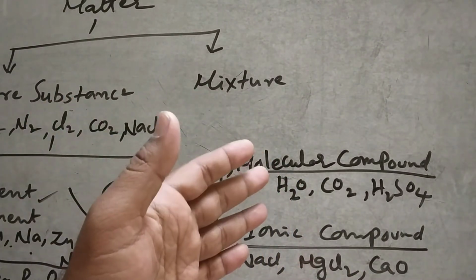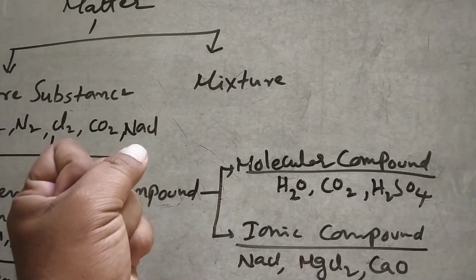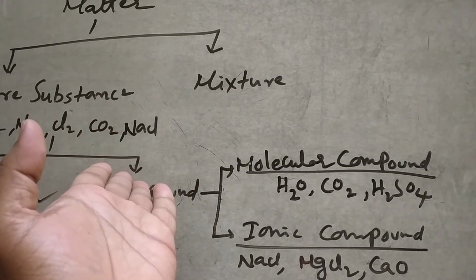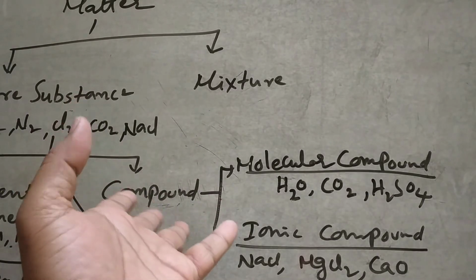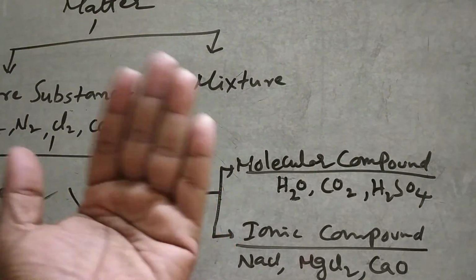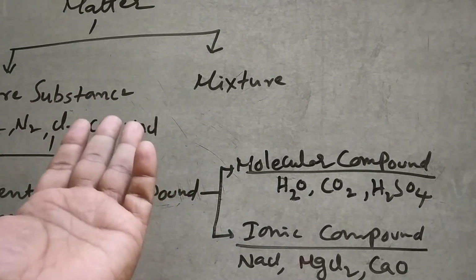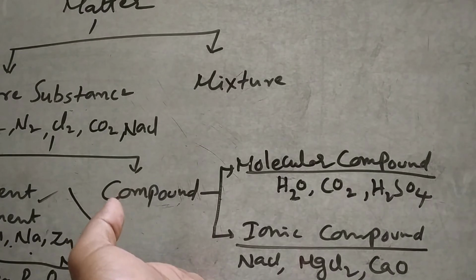What is metal and what is non-metal will come in the future, and I will explain that. Or you can go through my description. Whether it is covalent, ionic, or coordinate covalent bond, I have explained in various videos. So please go through my description, where the link is given.